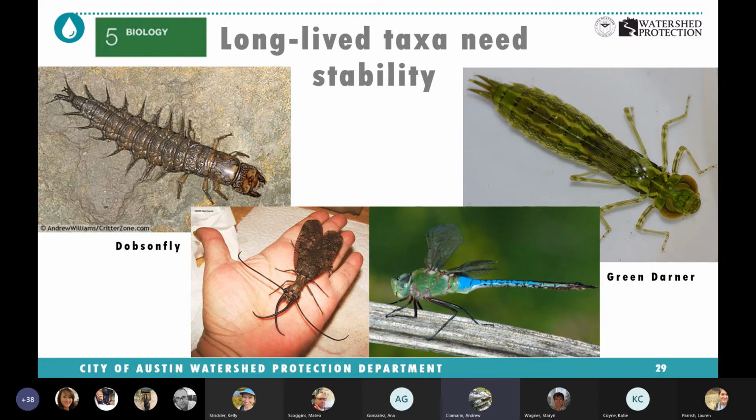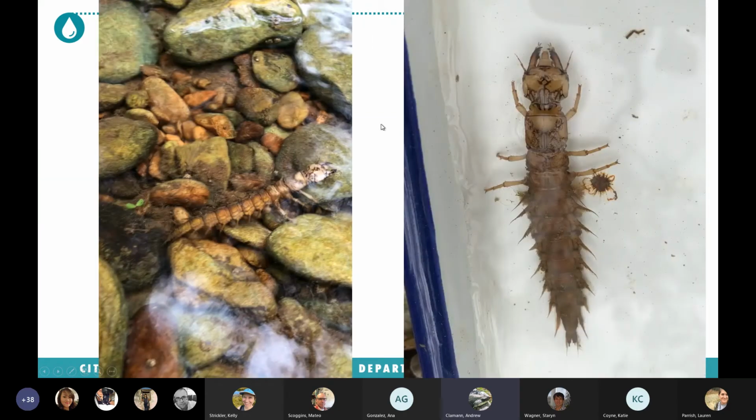2 years in the water. And these dragonflies, sometimes 2, 3, there are species that take up to 5 years as nymphs. That means they have to have reliable water. They can't go dry. They need perennial. They need good water quality too. So long-lived species are larger and more generalist, but they need our help.